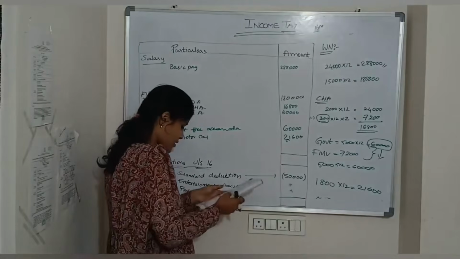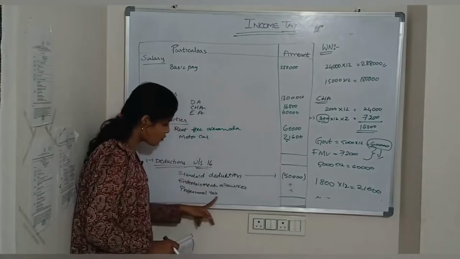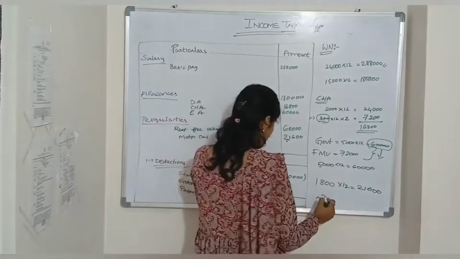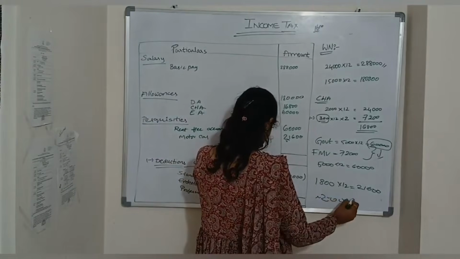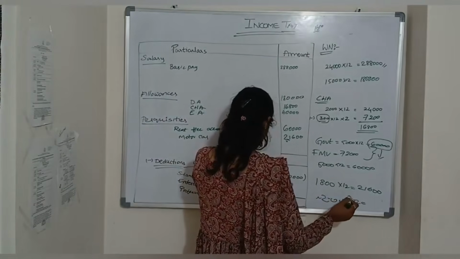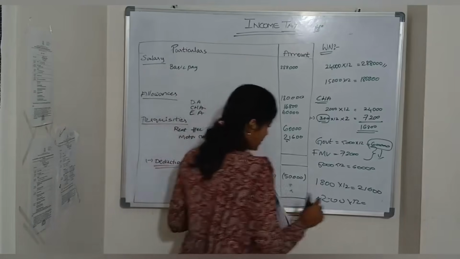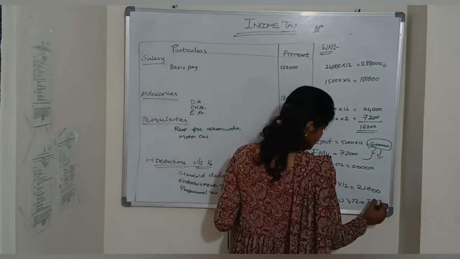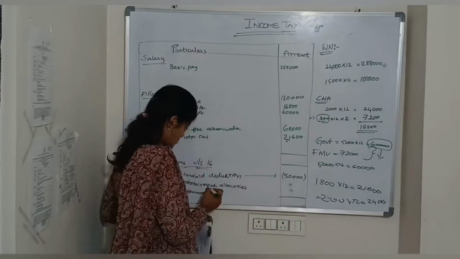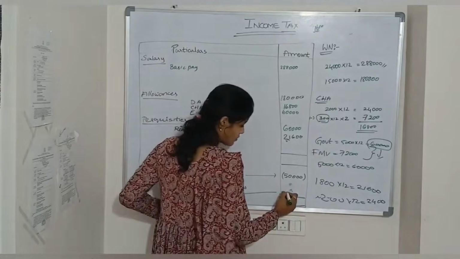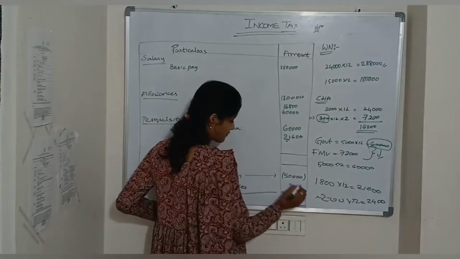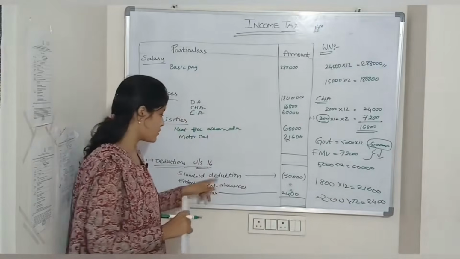ప్రొఫెషనల్ ట్యాక్స్ ఎంత పే చేసిందంట? 200 పర్ మంత్. పర్ మంత్ 200 అంటే 12 మంత్స్‌కి ఎంత అవుతుంది? It will be 2,400. Okay, students, so this is the thing.